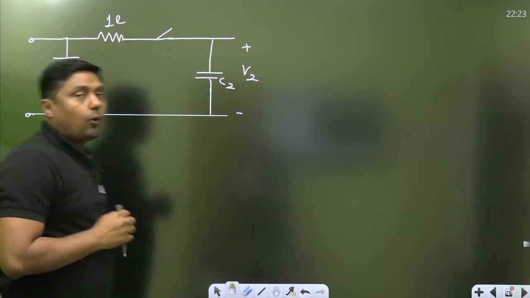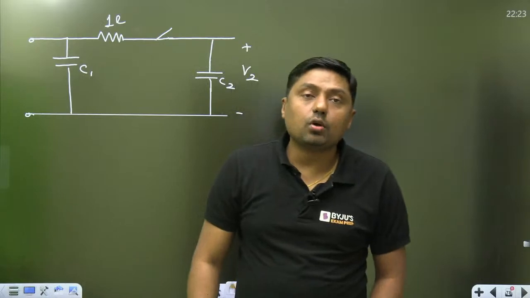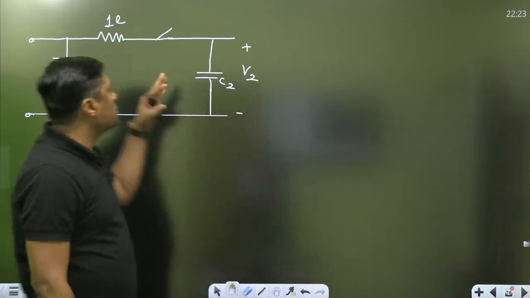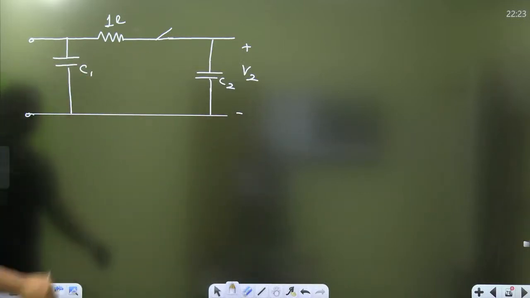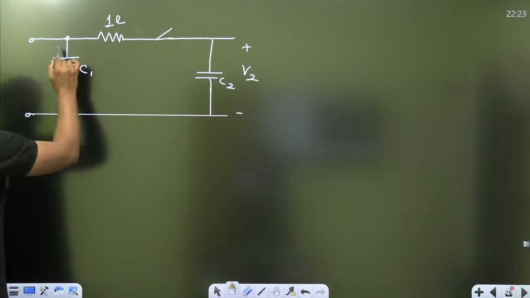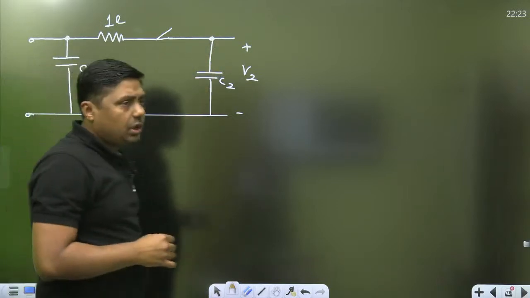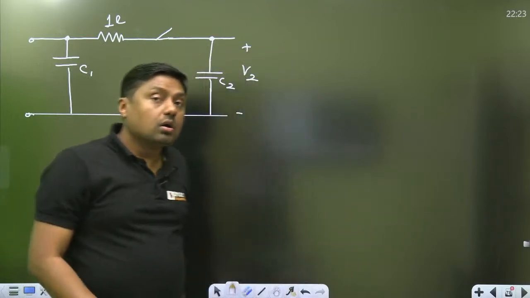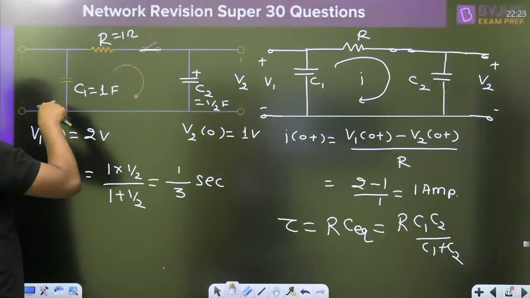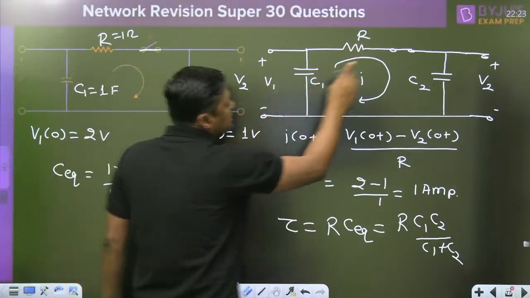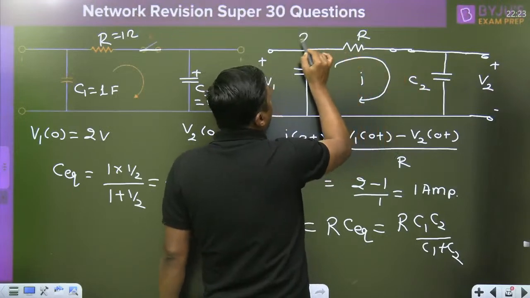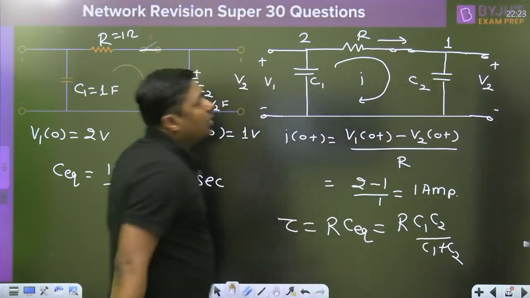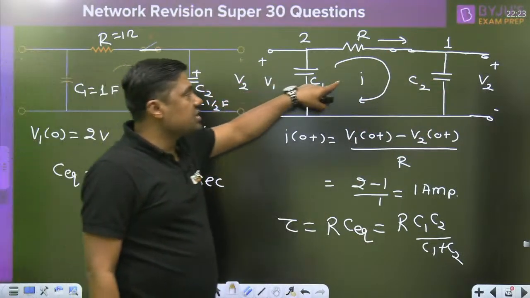Now, if you want the final voltage across both the capacitors, it is a source-free circuit because there is no external source. Always remember, finally we are saying that the capacitor acts as an open circuit. What is the meaning of this? Capacitor acting as an open circuit means current will become 0. Initially the voltage across this capacitor is 2 volt and this capacitor is 1 volt, 2 minus 1. Current flows from higher voltage to lower voltage, so this is the direction of the current. But finally this capacitor will discharge and this will charge.